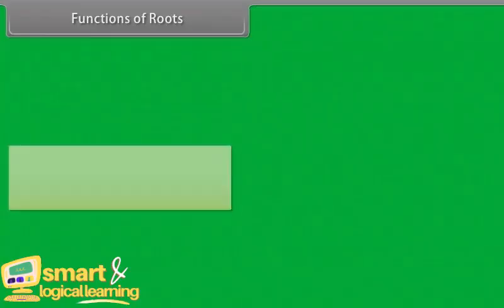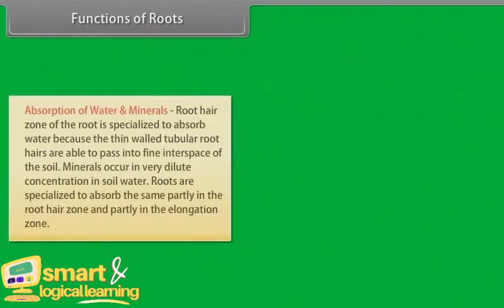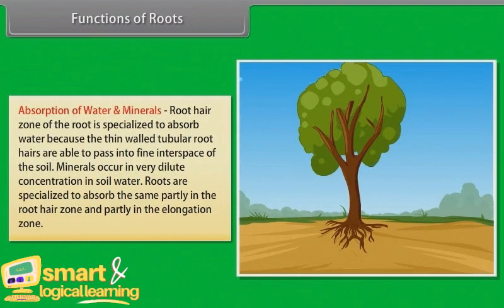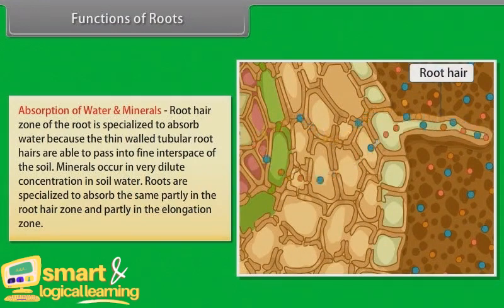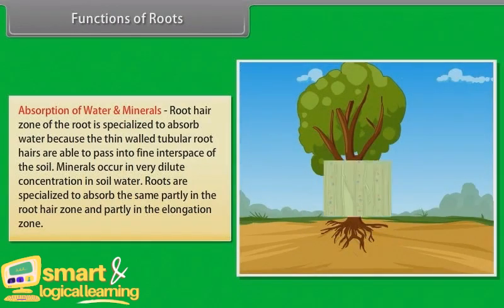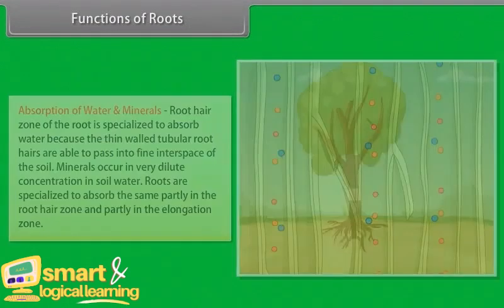Functions of roots. Anchorage. Roots fix the plant in the soil. They also provide mechanical support to the aerial parts against gravity and wind. Absorption of water and minerals. The root hair zone of the root is specialized to absorb water because the thin-walled tubular root hairs are able to pass into fine interspaces of the soil. Minerals occur in very dilute concentration in soil water. Roots are specialized to absorb them partly in the root hair zone and partly in the elongation zone.